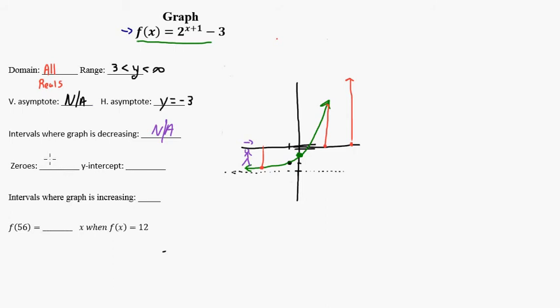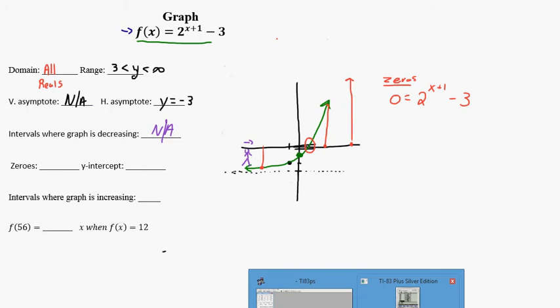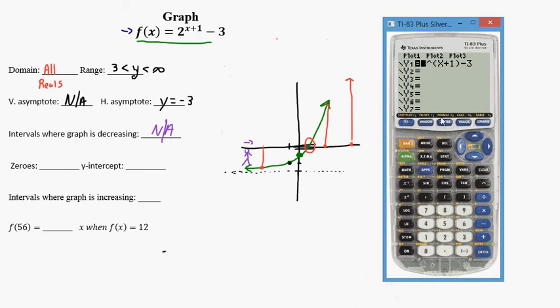The zeros. Okay, the zeros are where the graph crosses the x-axis. I can clearly see that there are zeros. There's a zero right here. I could find this zero by plugging in 0 for f of x and solving this equation. So for the zeros, I mean when f of x equals 0, so 0 equals 2 raised to the x plus 1 minus 3. I could solve this equation and find this. But we have this graph in the calculator. So we're going to go use the graphing calculator to find this value right here.